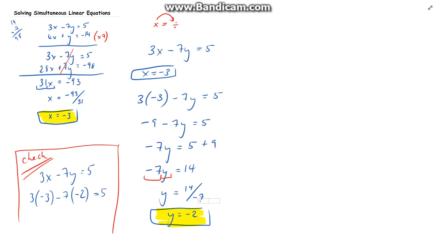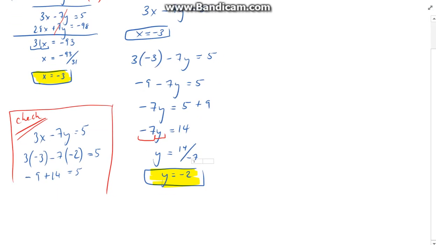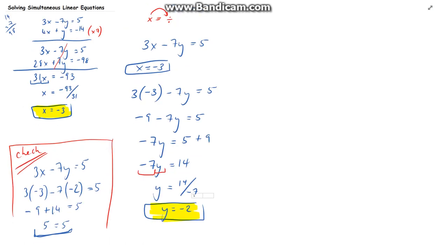So 3 by minus 3 would be minus 9. Minus 7 by minus 2 gives us a plus 14 equals 5. So minus 9 plus 14 gives us 5, so 5 equals 5. Because it's balanced, we know we're correct. And that's how you do a simultaneous linear equation.